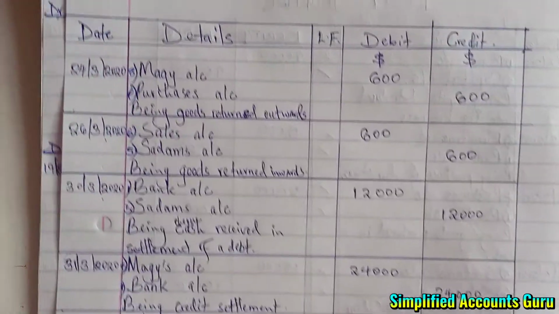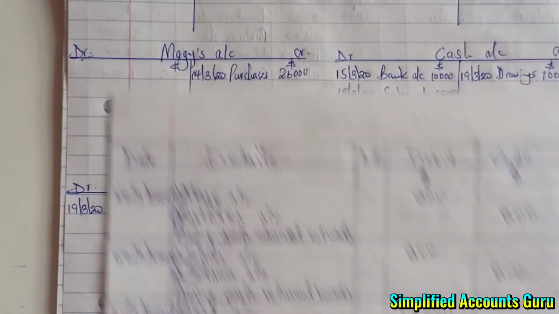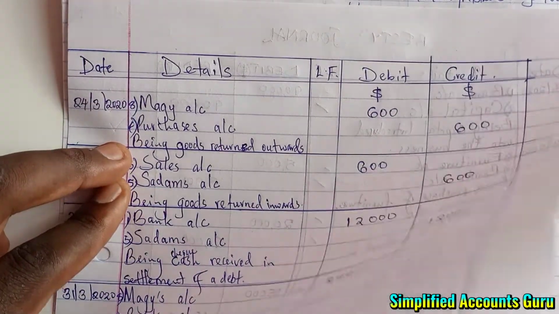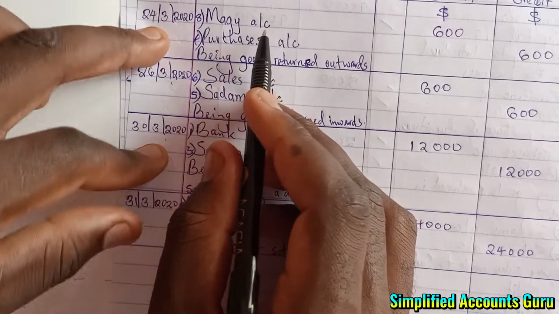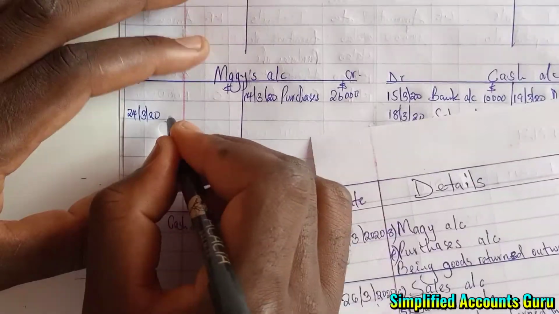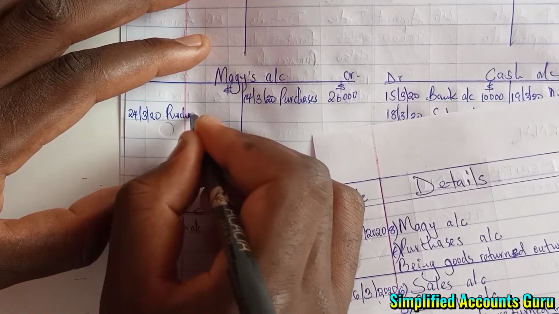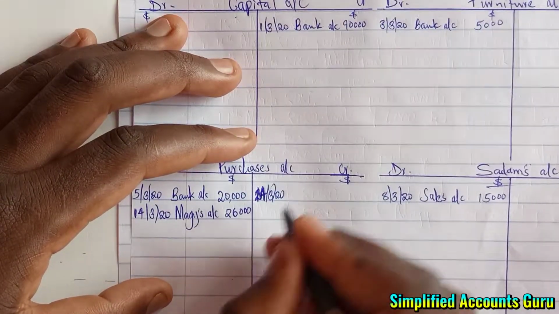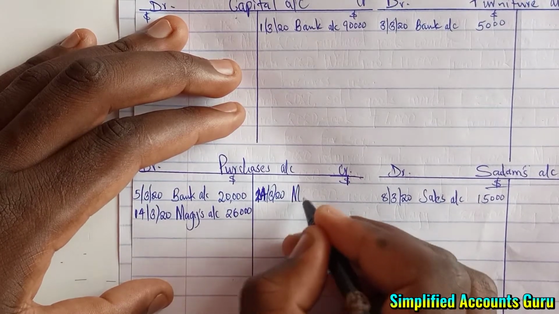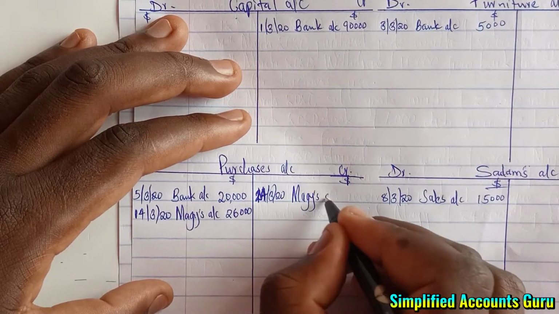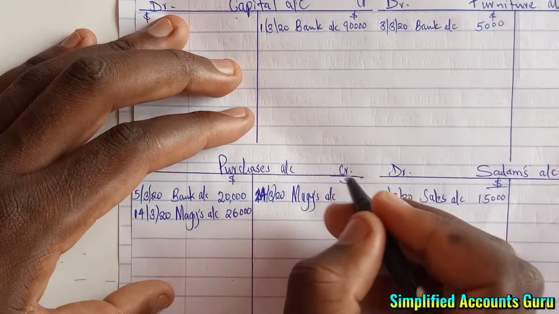Now we can move to the transactions on 24th March. On 24th March, we have Maggie's account and purchases account. We already have those two. Maggie's account is supposed to be debited and the purchases is supposed to be credited. We are supposed to have purchases account 600. On 24th March, we have Maggie's account giving us what? 600.